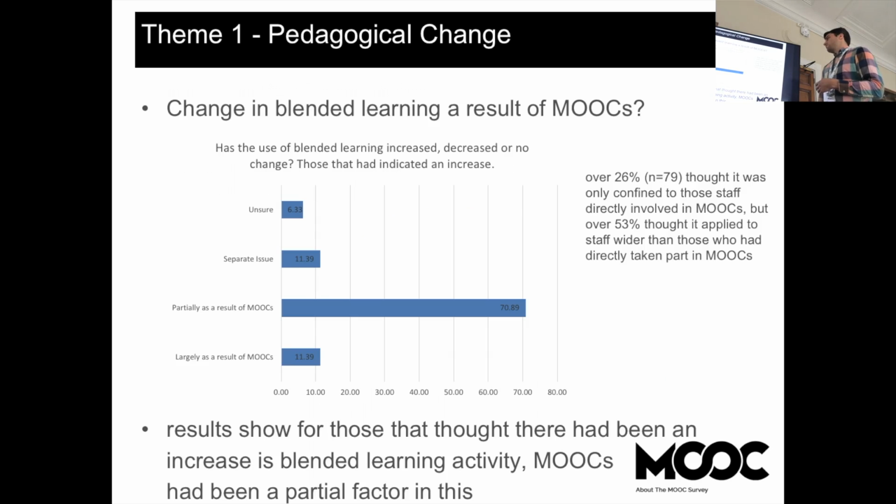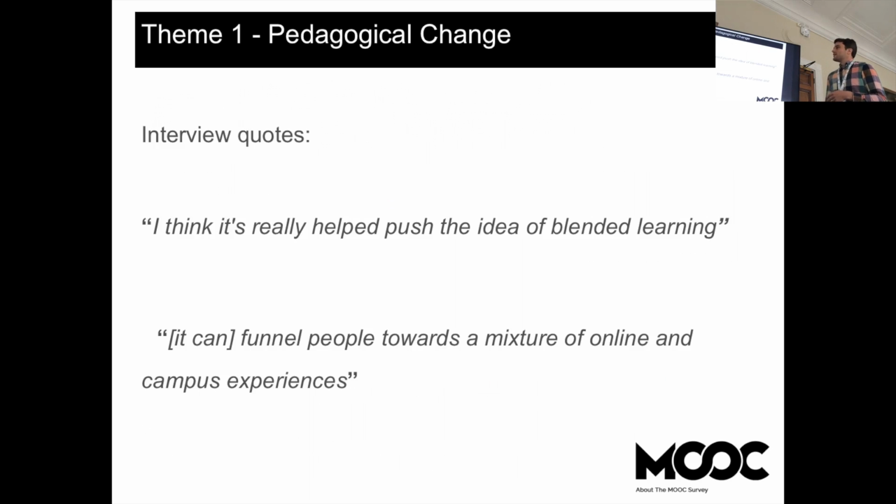So the interviews got at this a bit more deeply. People said quite specifically that it's helped push the idea of blended learning, and it's also funneling people towards thinking about new ways of integrating online learning and on-campus learning that perhaps they weren't before.